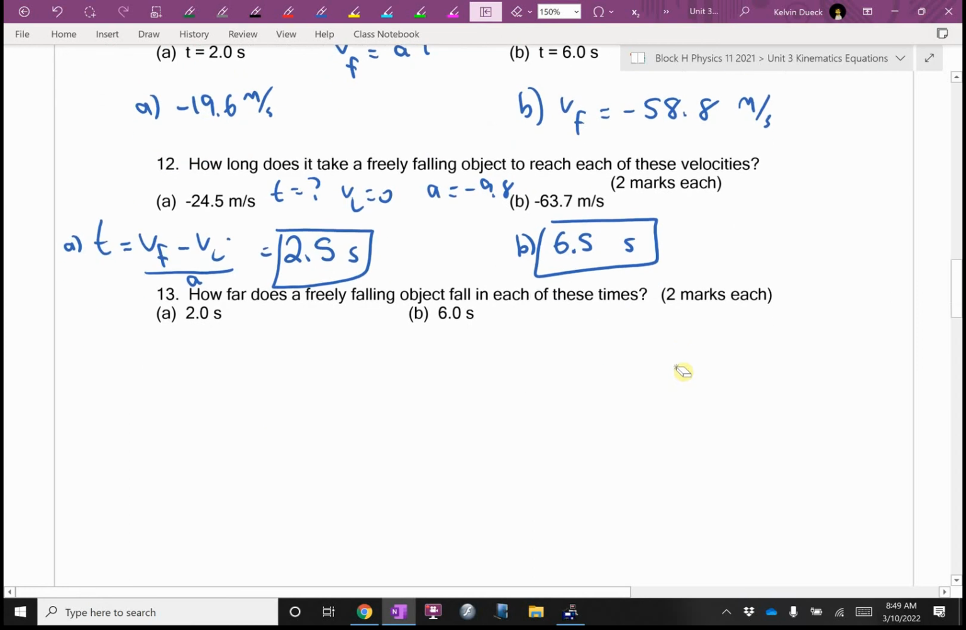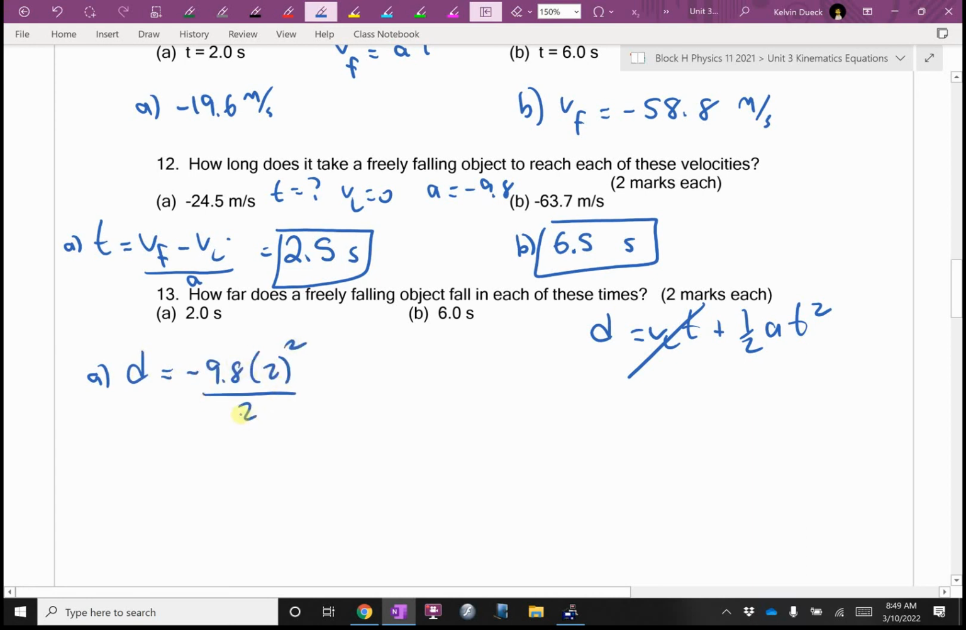Number 13 as well, it asks how far, but again here you have to assume that we dropped it. I would make sure on a test I told you we're dropping it. So we're going to use, I think, what are we going to use? Oh, they gave me times. We're going to use D equals VIT plus a half AT squared. Although VI is 0, I could have got away without even writing that. So it's going to be for part A, D equals negative 9.8 times 2 squared over 2. You get negative 19.6 meters.